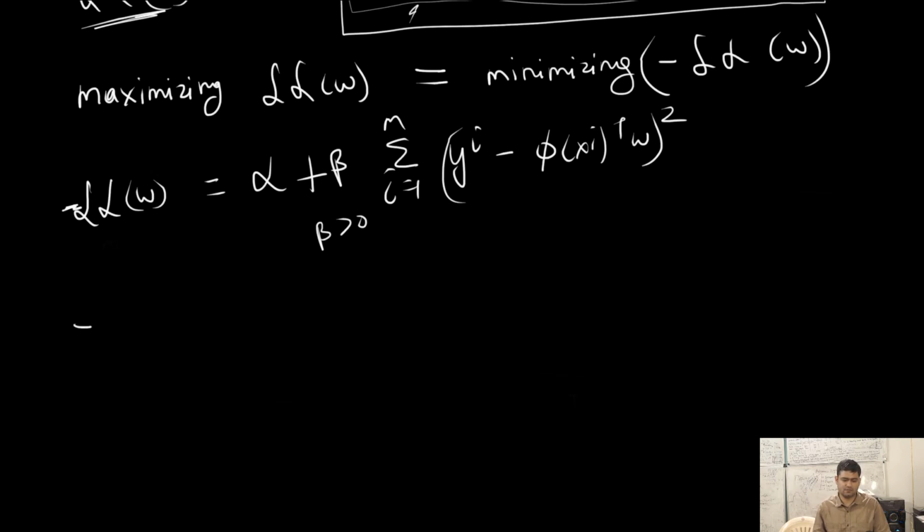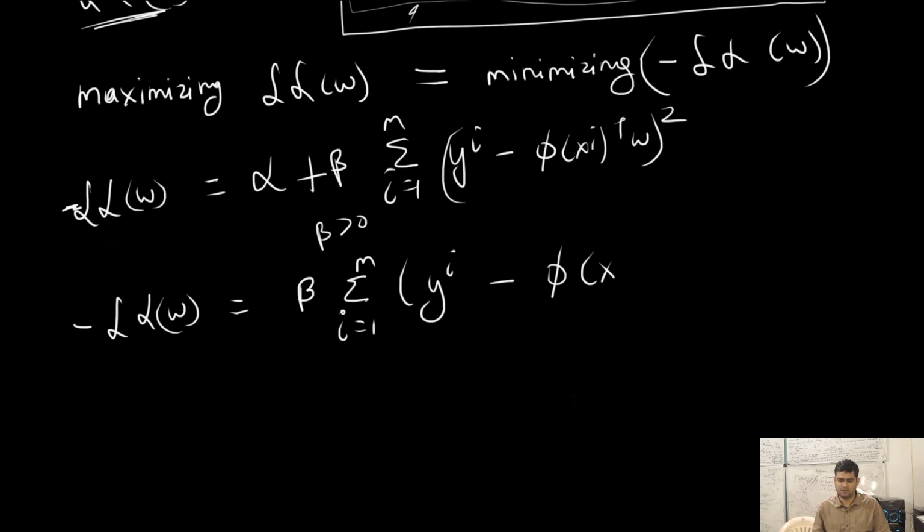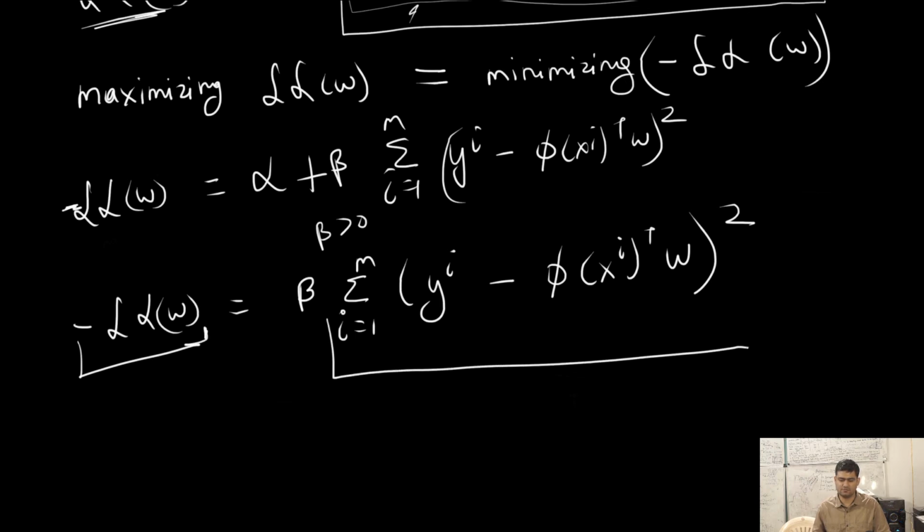So we can just write the negative of the log likelihood of w as simply some positive constant beta times the sum over i equal to 1 to m of (yi minus phi of xi transpose times w) whole square. So maximizing the likelihood means minimizing this term with respect to w. In the previous lectures we have seen how to do this. This is exactly our L2 norm.